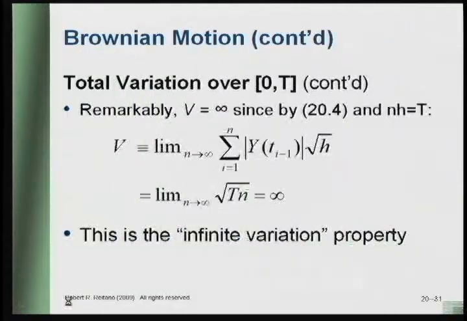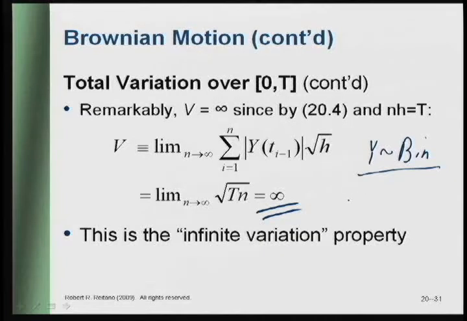So if we go back, we see if we approximate y with binomials of plus or minus 1, then in fact we get a summation of n times square root of h. Well, what's n times square root of h? h is equal to t over n. So if I take n times square root of h, I get this value, square root of tn. And what happens as n gets big, that just blows up.